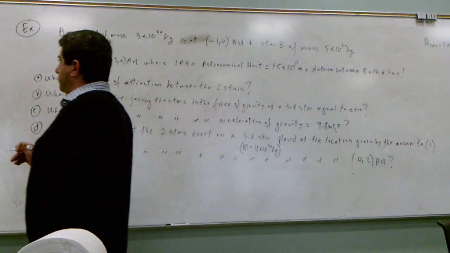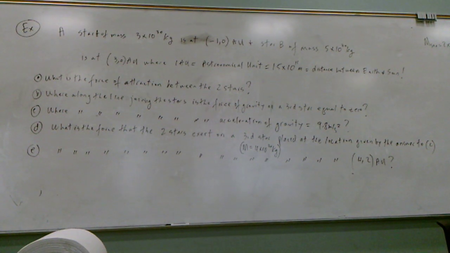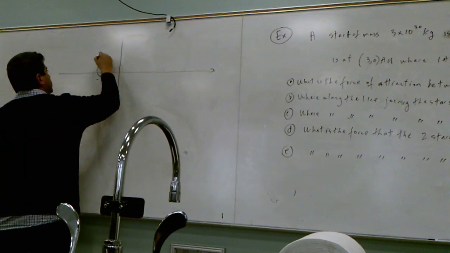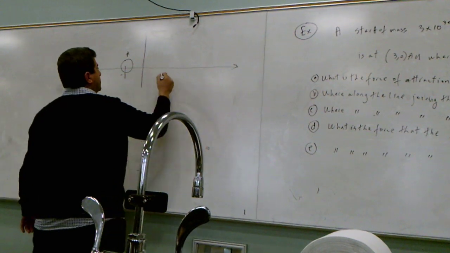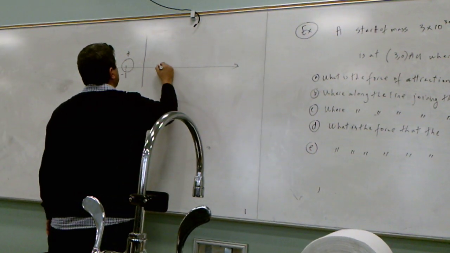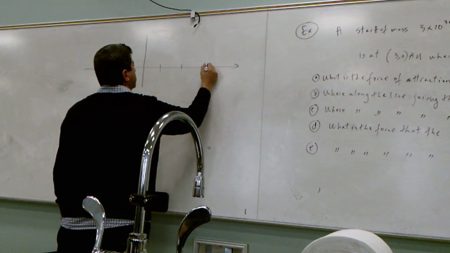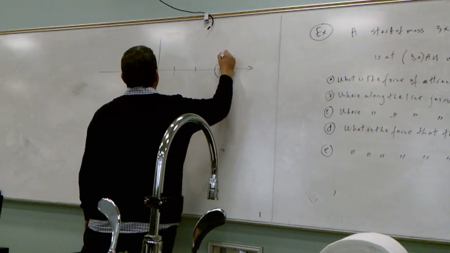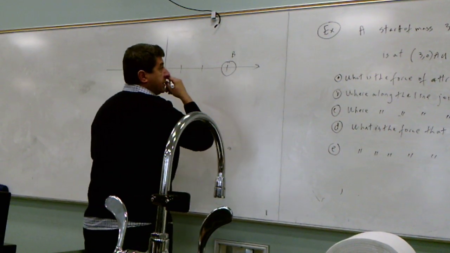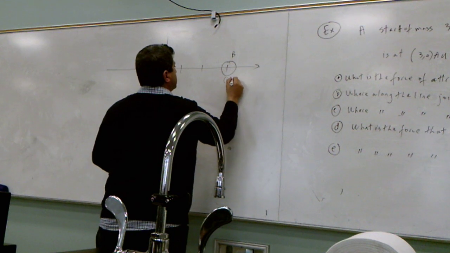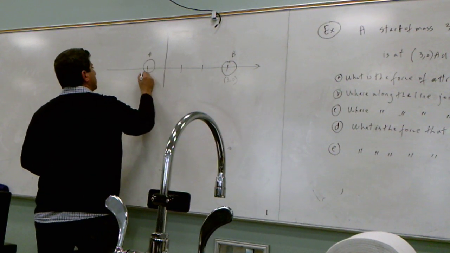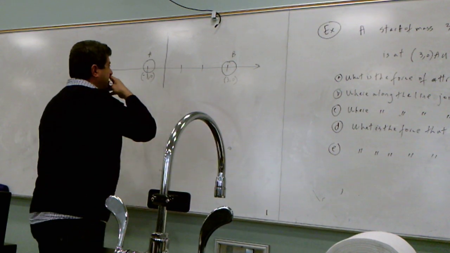So we have two stars. This is star A at negative 10 AU, and then the other one is at 3 AU. 1, 2, 3. This is star B.